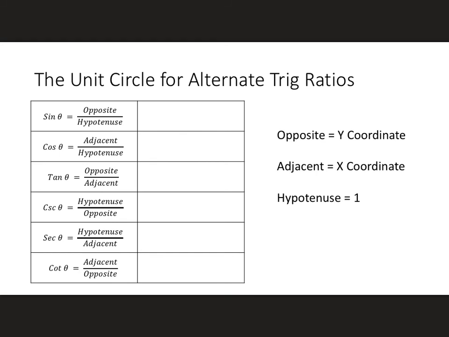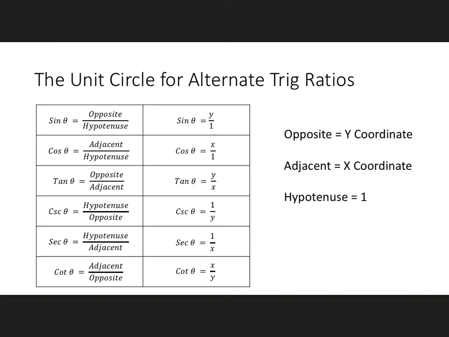Here we have the ratio explanations for each of the six trig ratios. And as we saw already, the opposite side was always the y-coordinate, and the adjacent side was always the x-coordinate of the endpoint. Since it is the unit circle, and our unit is 1, all of the hypotenuses were 1. So we can fill out what formulas we could use to find cosecant, secant, and cotangent by substituting x wherever we see adjacent, y wherever we see opposite, and the number 1 wherever we see the hypotenuse. Let's do it.